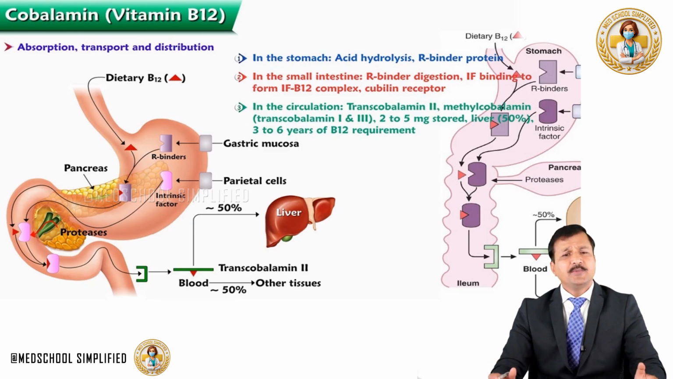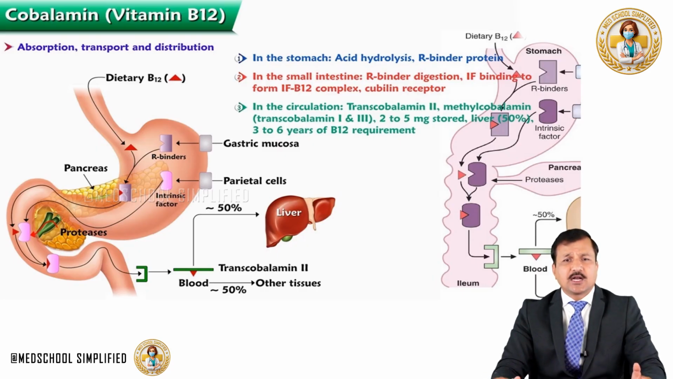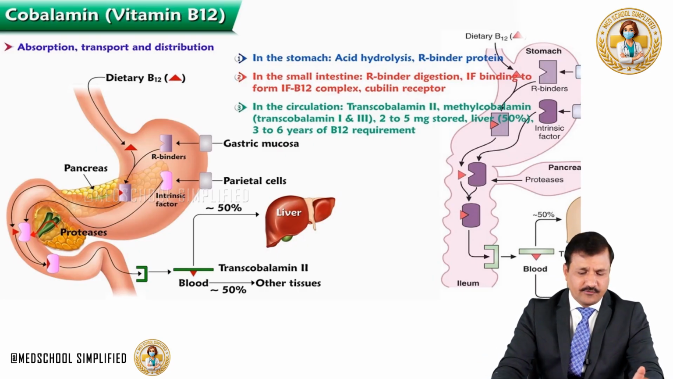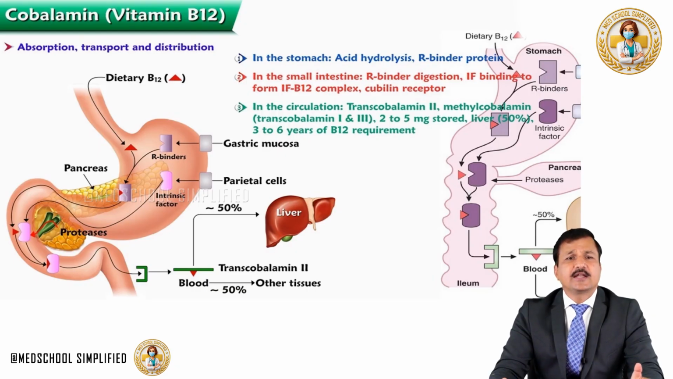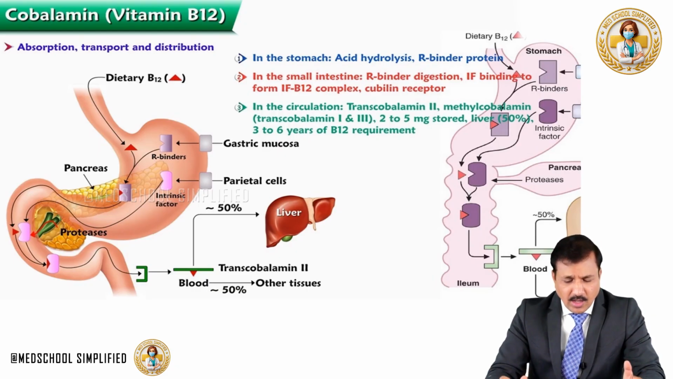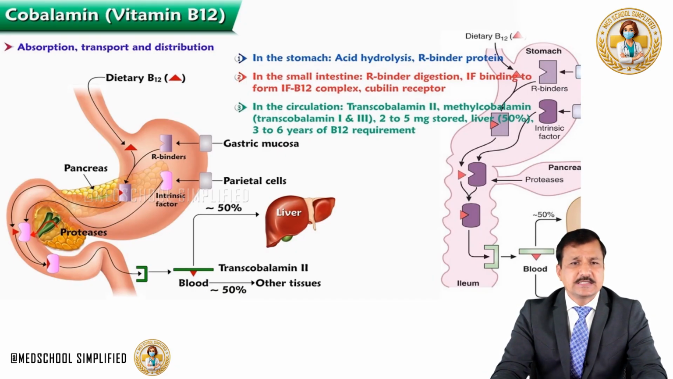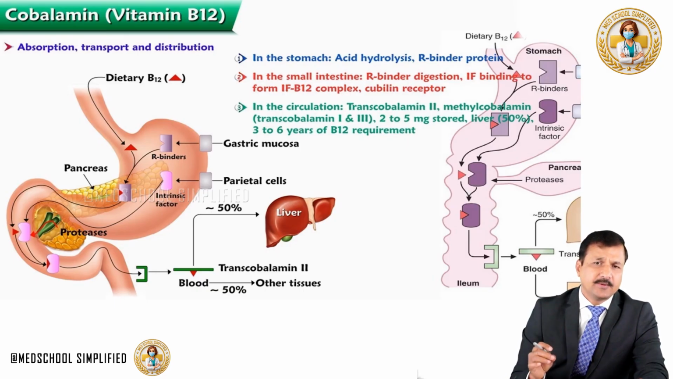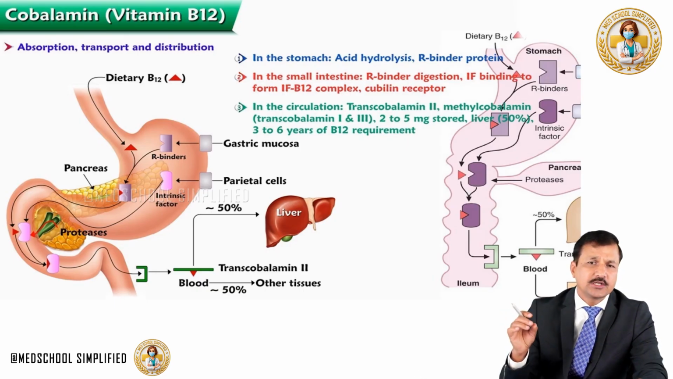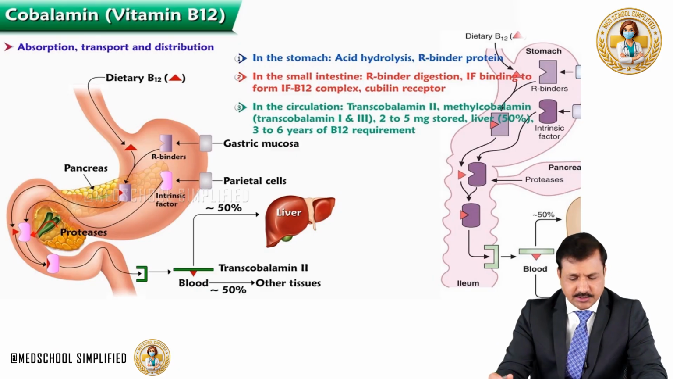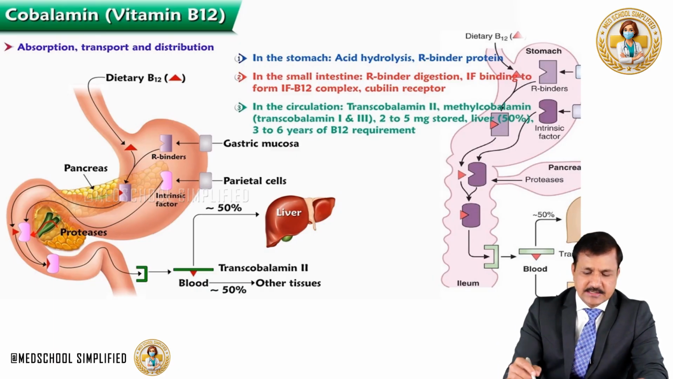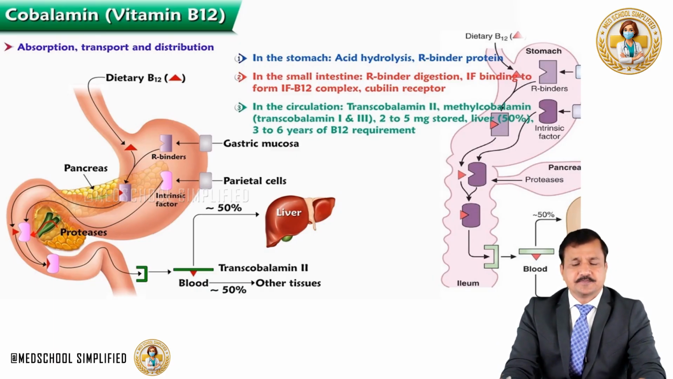Now, coming to absorption, transport and distribution of cobalamin. Let's divide that into how this cobalamin is absorbed and transported from the stomach all the way to the terminal ileum, and from there into the portal circulation, and from there to the tissue. Okay. So, the first thing is what happens in the stomach.